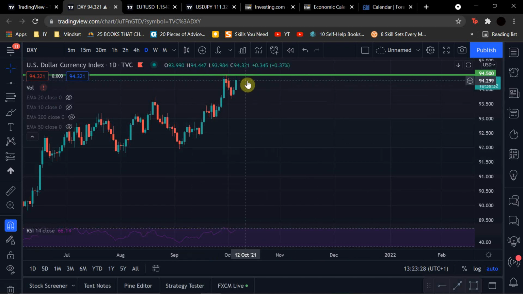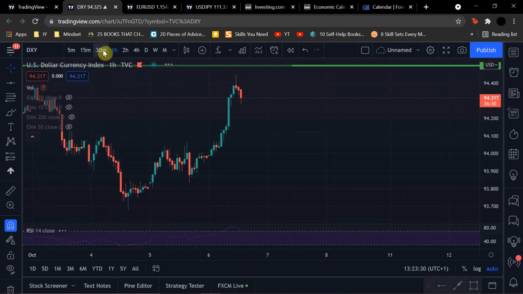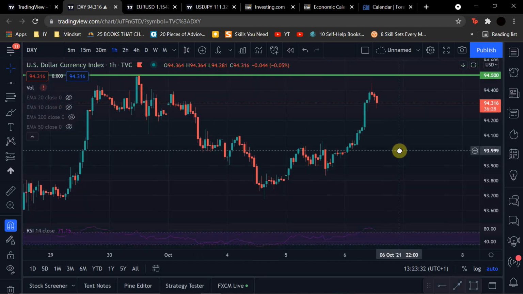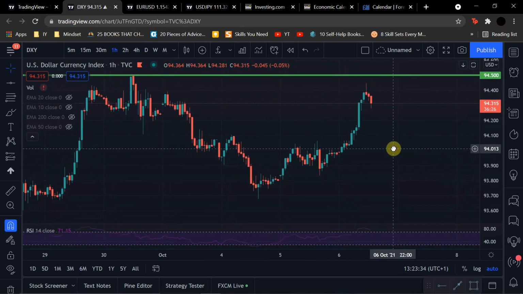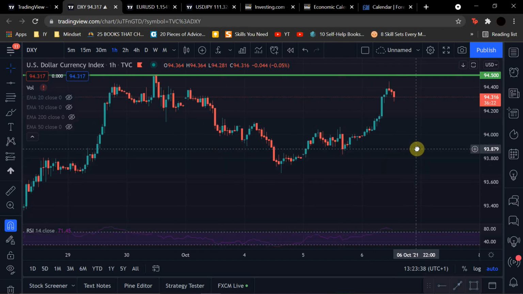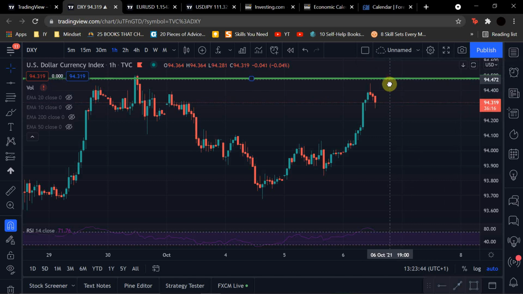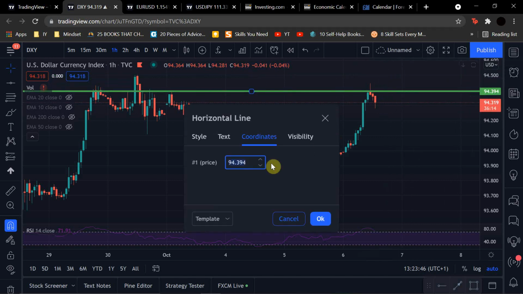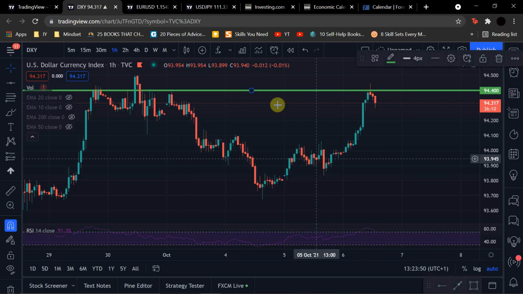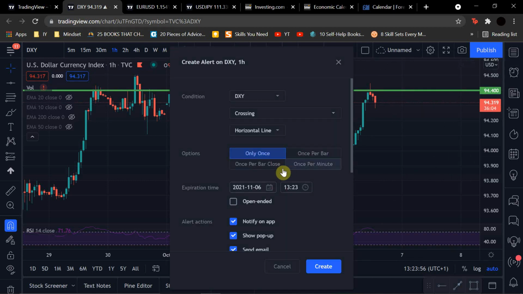Cool. What I'll do here: there's two areas that price kind of reacted to. So you've got 94.4, and you've got 90.4. So I want to see an hourly candle close. Hourly candle close.